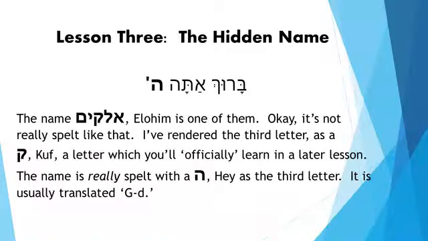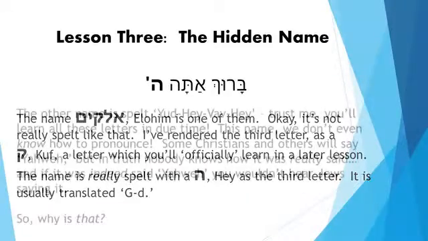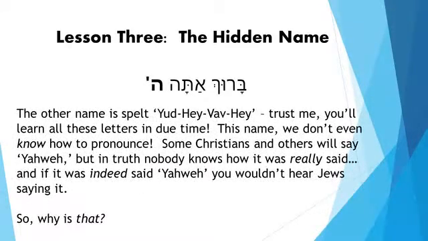The name Elohim is one of them. Okay, it's not really spelt like that. I've rendered the third letter as a kuf, a letter which you'll officially learn in a later lesson. The name is really spelt with a hey, as the third letter. It is usually translated God. The other name is spelt Yud-Heh-Vav-Heh. Trust me, you'll learn all these letters in due time.